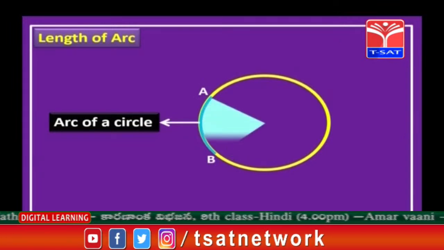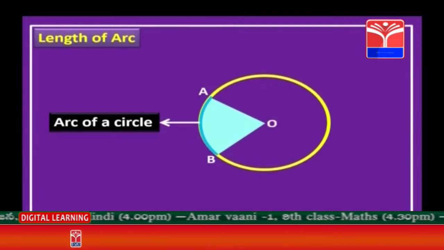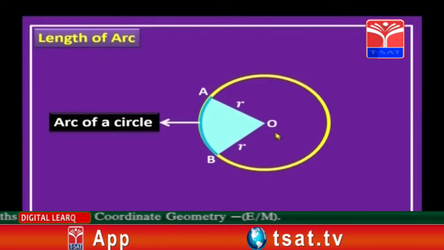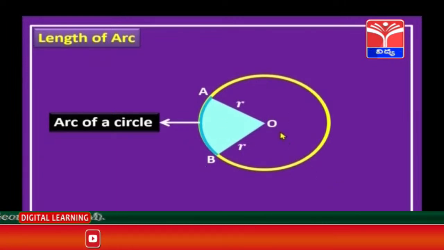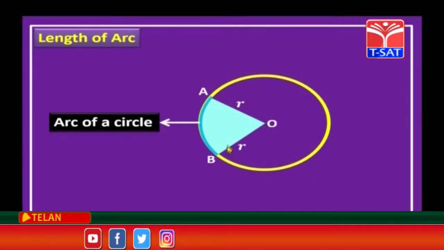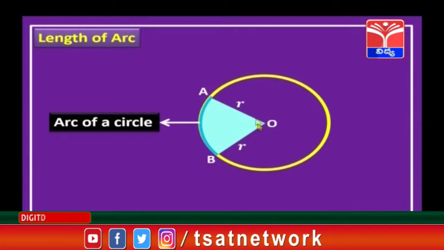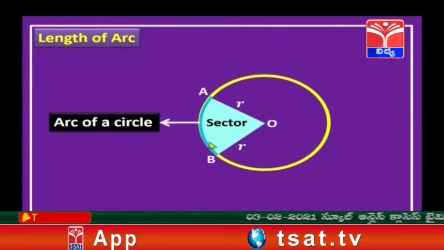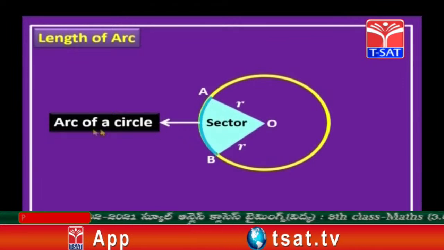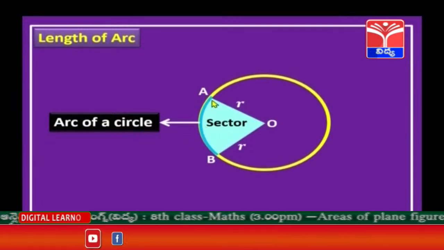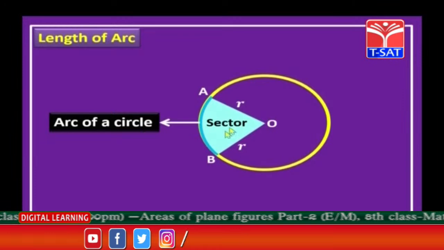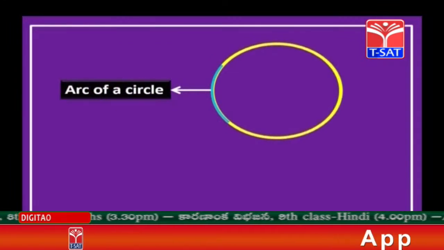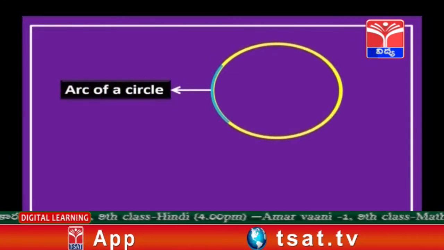Okay, children. Now let us mark the center and join OA and OB, children. And these OA and OB are nothing but the radii. That is, OA is radius and OB is radius. Now this shaded region is called the sector of a circle. So only the edge AB, which is the curved part, is called the arc of the circle, and this region which is enclosed between the arc and both the radii is called the sector of the circle. Okay, children.